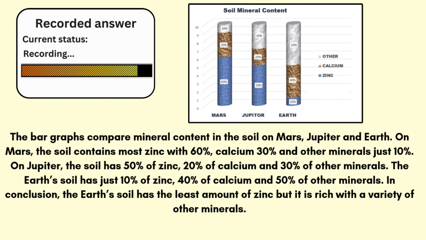In conclusion, the Earth's soil has the least amount of zinc, but it is rich with a variety of other minerals.